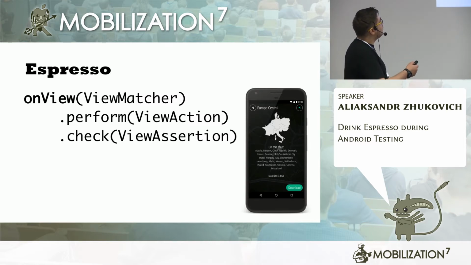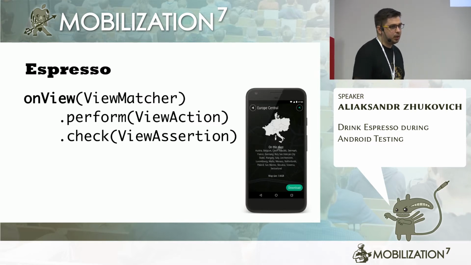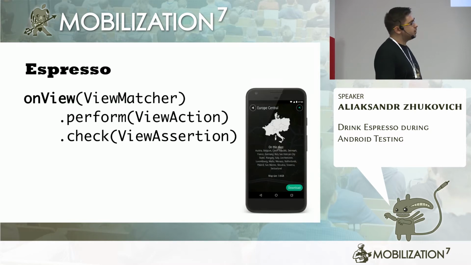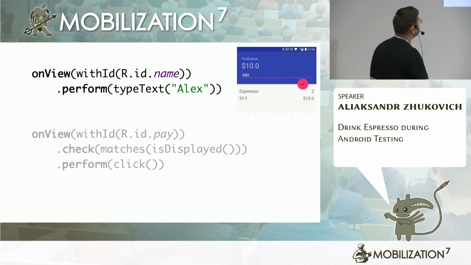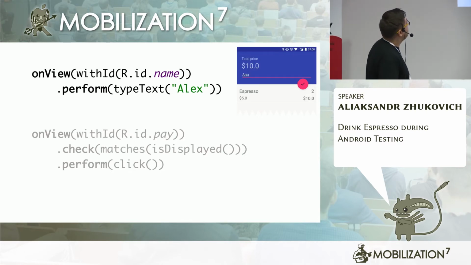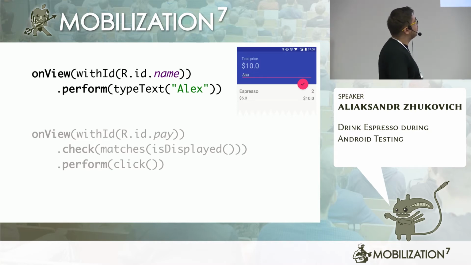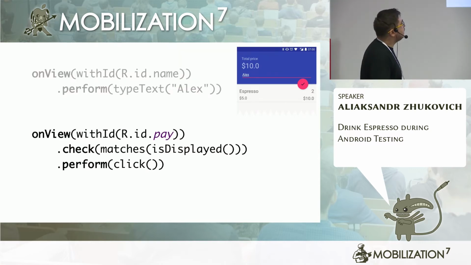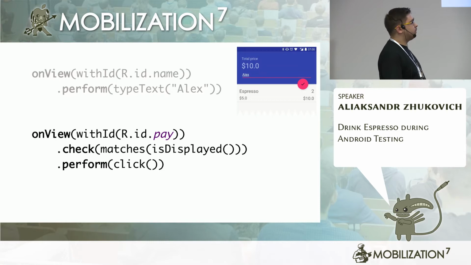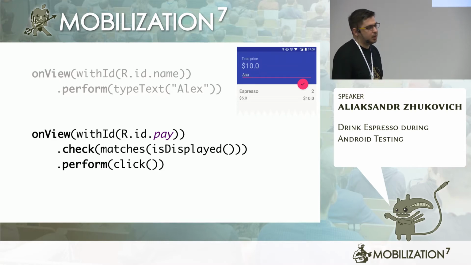When we call onView plus viewMatcher, we create a view interaction object, which we need firstly for synchronization and secondly for interaction with different views. Here we have a sample, and here we are looking for a view with ID name, and after it just type some text. And finally, we check that our pay button is displayed and just click on it. As you can see, it's pretty readable.